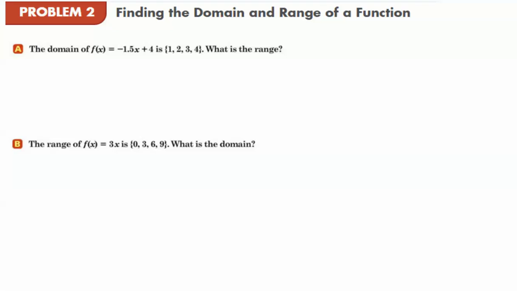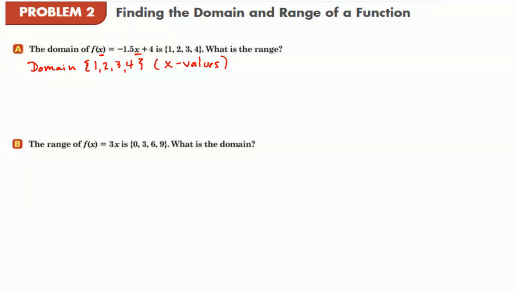For problem 2, we're going to find the domain and range of a function. In this case, we're going to use f of x, or anything else they give us other than just y. So the domain of f of x equals negative 1.5x plus 4 is 1, 2, 3, 4. What is our domain? Our domain are our x values. The x values are the input, which is our x right here. So we're going to plug in the values of 1, 2, 3, and 4 for the x.